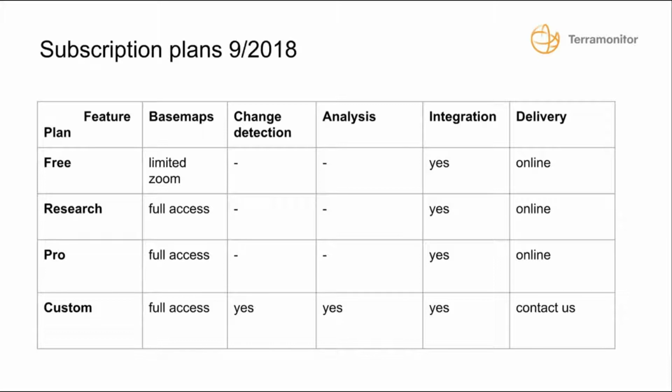So in this table, you will see the plans currently available. Some of our users are using the free version, which you get when you go to our website and register. You get the base maps with limited zoom. And then for the research and pro licenses, you get full access base maps. And we also have some customers with a custom plan. They also have full access to the base maps, but also these change detection and analysis services.